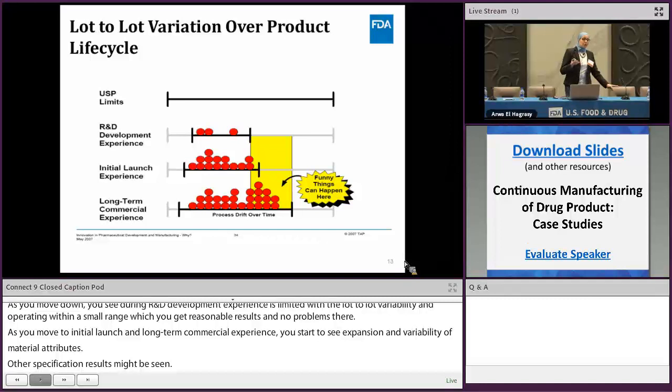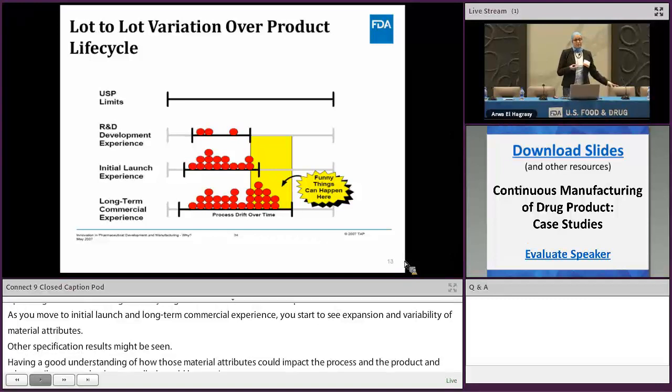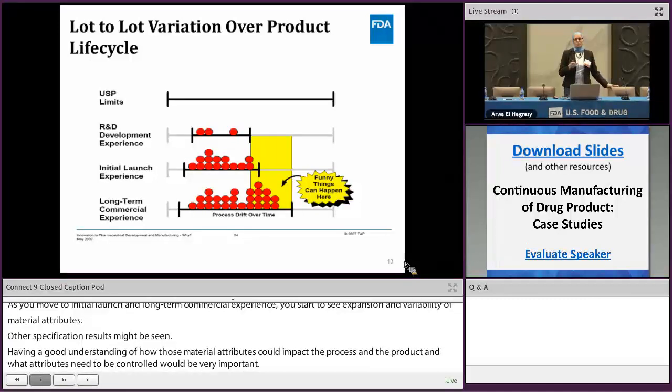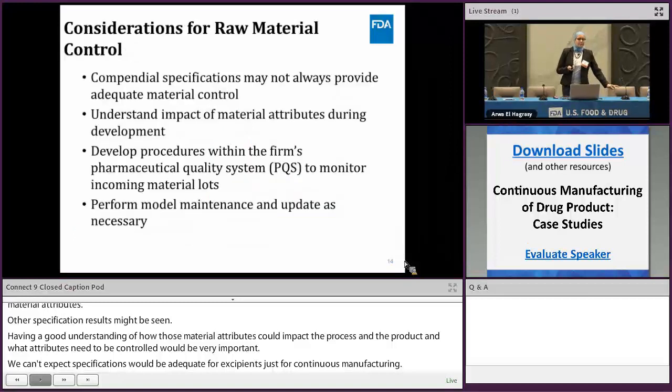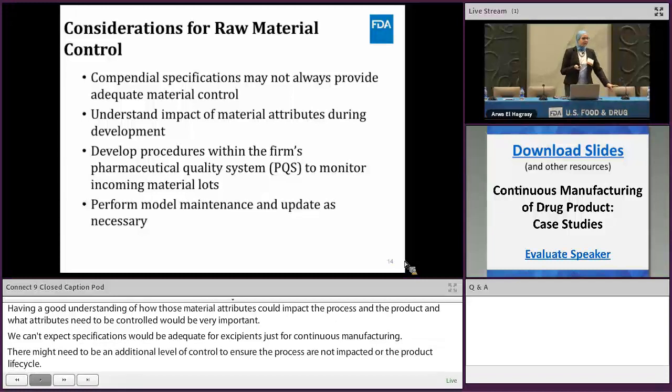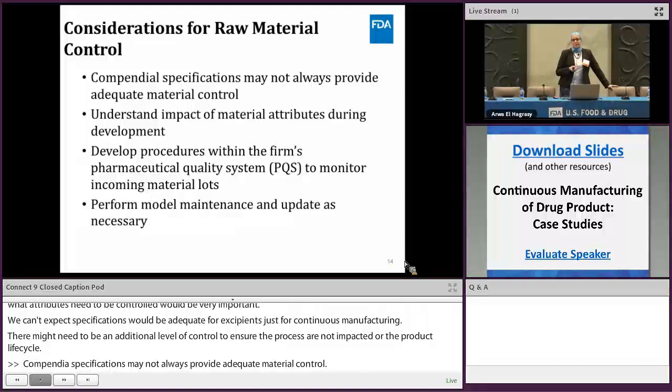And we can't expect that compendial specifications would be adequate for excipients just for continuous manufacturing. There might be a need for an additional level of control internally to ensure that the product and process are not impacted over the product life cycle. So, as I said, compendial specifications may not always provide adequate material control. It's important to understand the impact of material attributes during development, and then to develop procedures within the firm's pharmaceutical quality system to monitor incoming material lots.